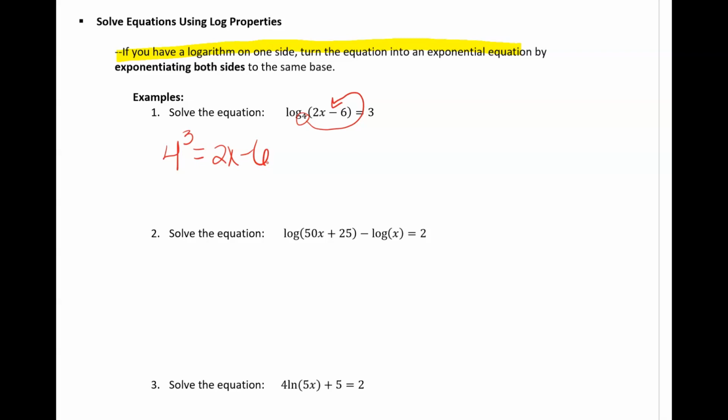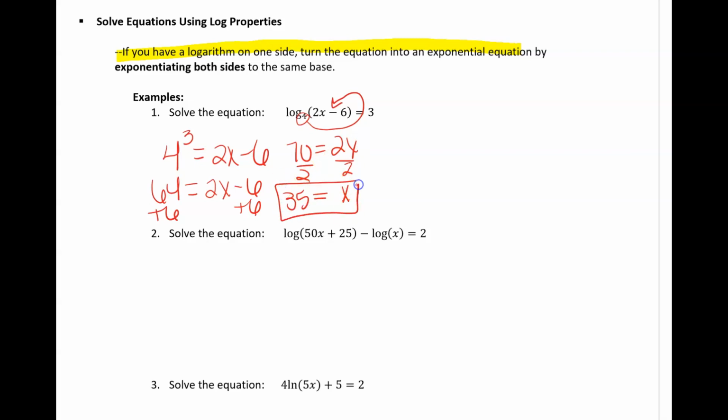Well, 4 cubed is going to be equal to 64. That's equal to 2x minus 6. So I could add 6 to both sides to give me 70 equal to 2x, and then divide by 2. So x is equal to 35. Now, I've already told you that working with logs, you could do it one of 2 different ways. So let's do it again.